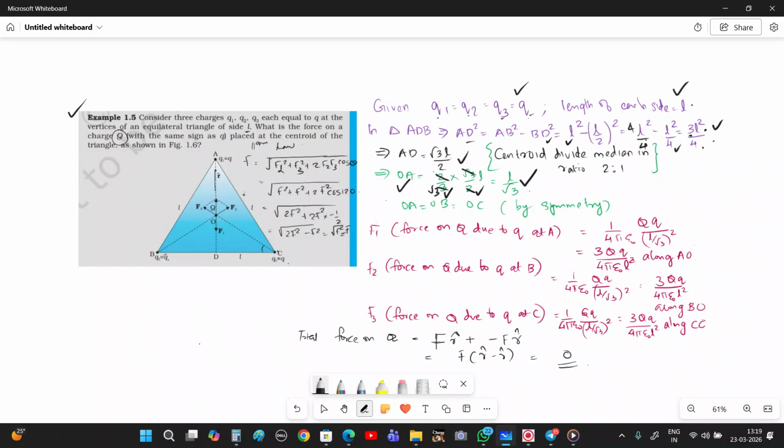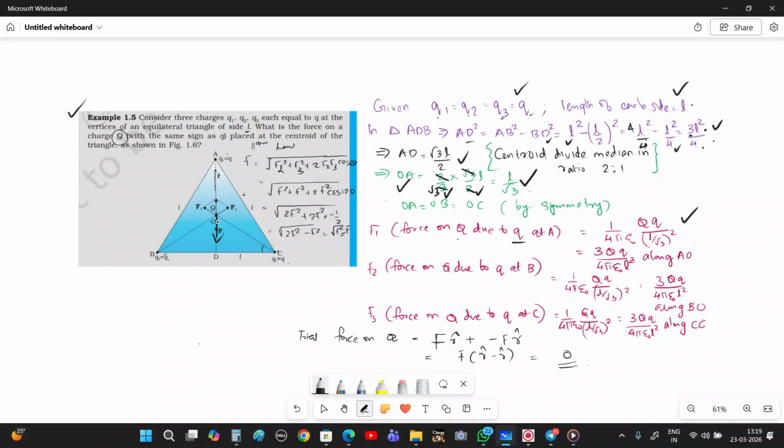Okay. So we got that. Now we can find out each of the forces separately. First we can find out F1. What is F1? F1 is the force given by Q1 to capital Q. Okay. So force on capital Q due to the charge at A. What is the formula? 1 by 4 pi epsilon 0 Q1 Q2 by R square.